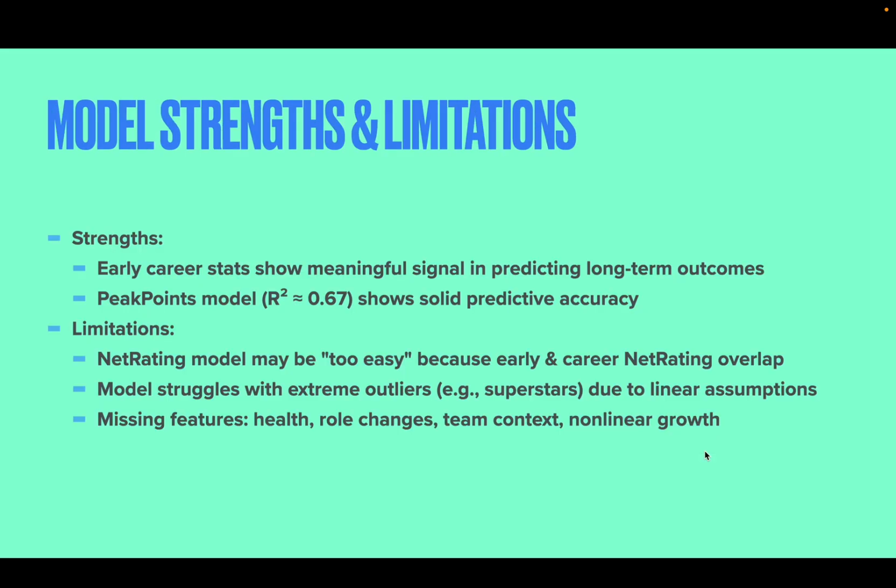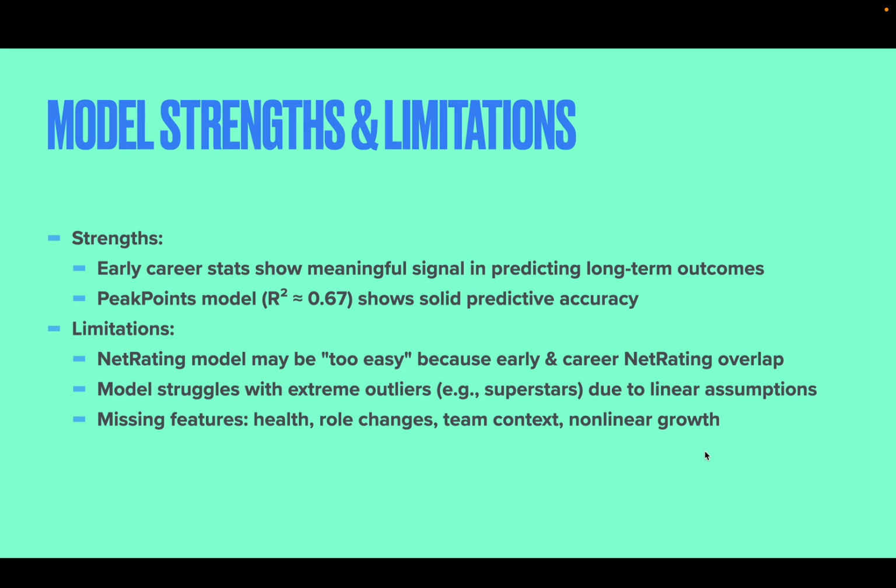The model strengths and limitations. Strengths: the early career stats show meaningful signal in predicting long-term outcomes. The peak points model shows solid predictive accuracy. And limitations: the net rating model may be quote-unquote too easy because of early career net rating overlap. It typically stays pretty close, early career to late career.